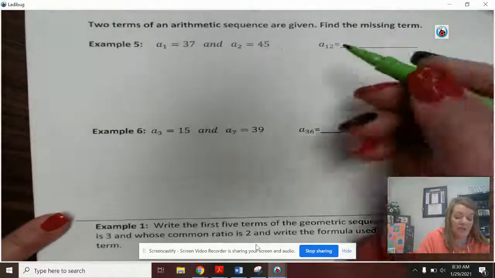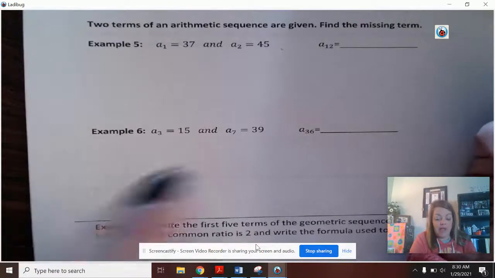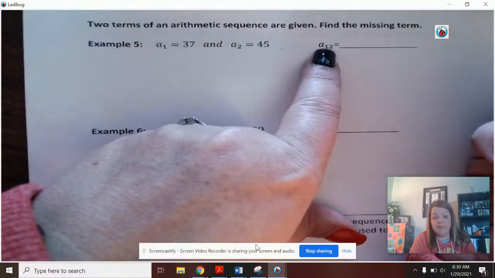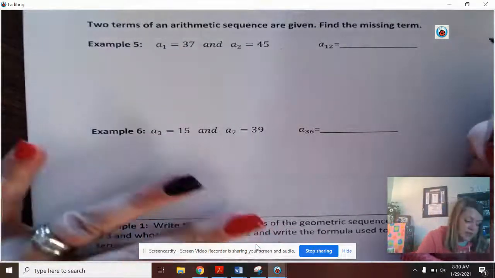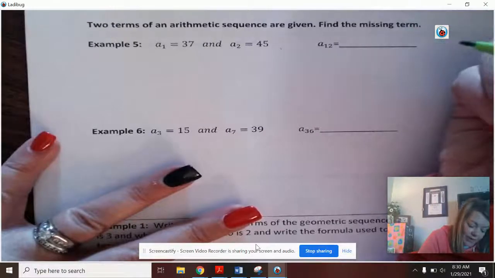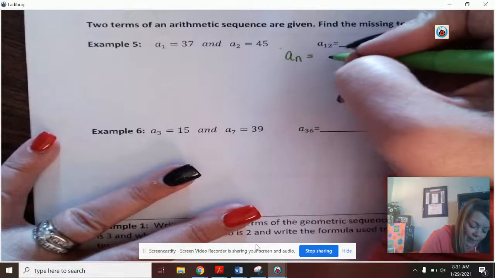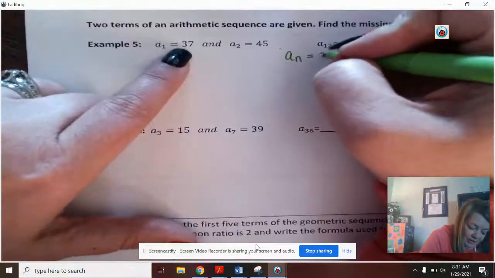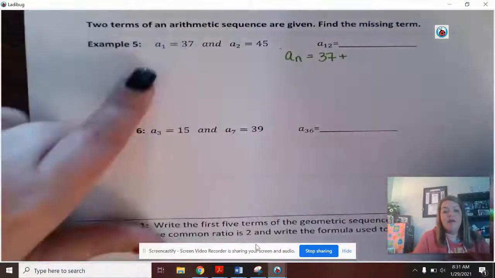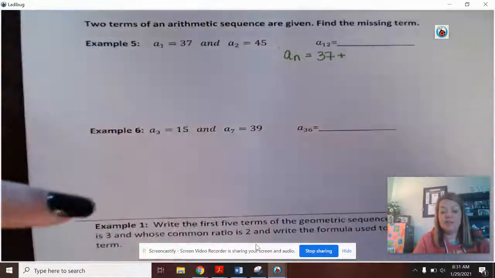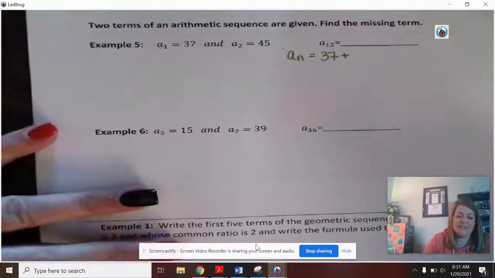So the first thing I need, I need two things for my formula. I need the a sub 1 and I need the d, and I'm finding the 12th term, okay? Well, I've got a sub 1 is 37, so that's nice. So when I fill in my formula, a sub n equals the first term, which is 37, plus, and I don't know the d. So I have to find the d. Well, if I have these two terms, I can easily use that formula or that equation I showed you on the last page to find the d.